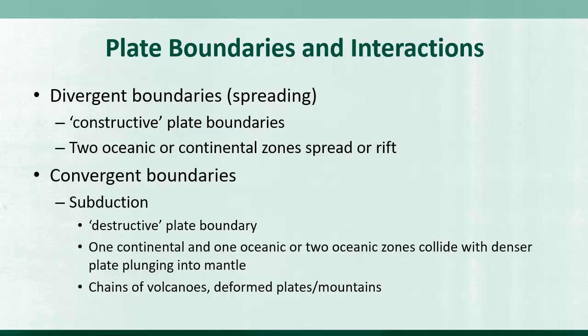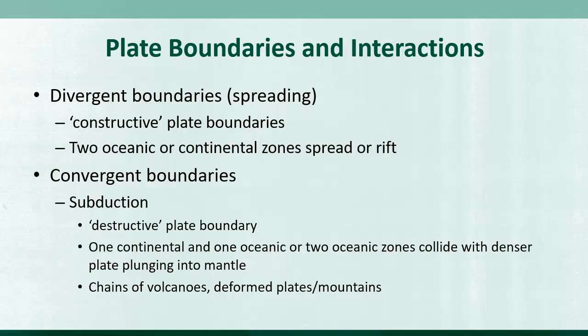If plates are pulling apart in one part of the planet, that means they're coming together in another part of the planet. And the convergent boundaries and subduction zones are the major places where plates that are being created on one side are destroyed on the other side. So these are the destructive plate boundaries. Typically they occur where one oceanic plate, which is denser than a continental one, essentially dives underneath the continental plate. But there are a number of places, particularly in the Pacific, where two oceanic zones collide with one another and the denser one plunges into the mantle.